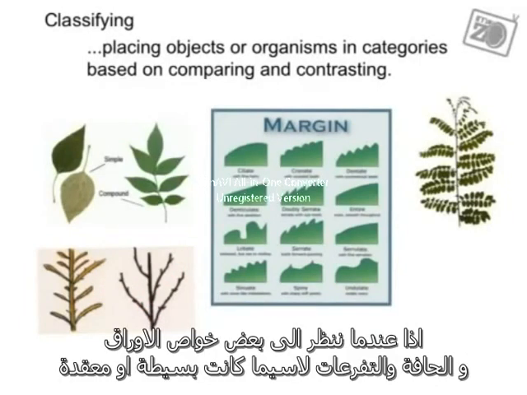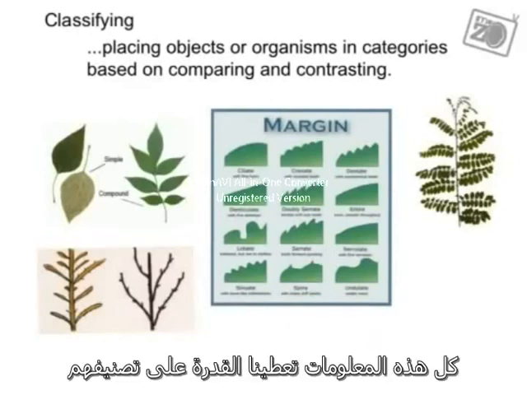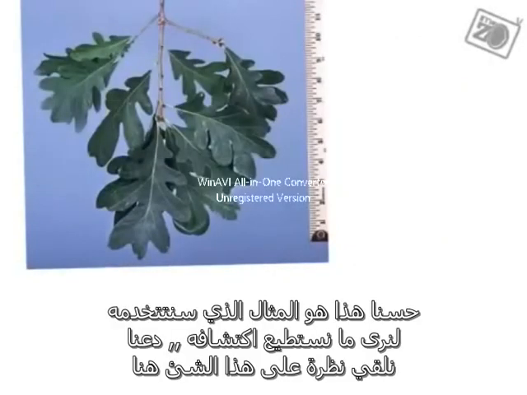So as we look at some of these characteristics of leaves, like the outer edge, the branching, whether they're simple or compound, all that information goes into us being able to classify them. Okay, so here's our example. Let's see what we can figure out before we go to a key and take a look at this guy.